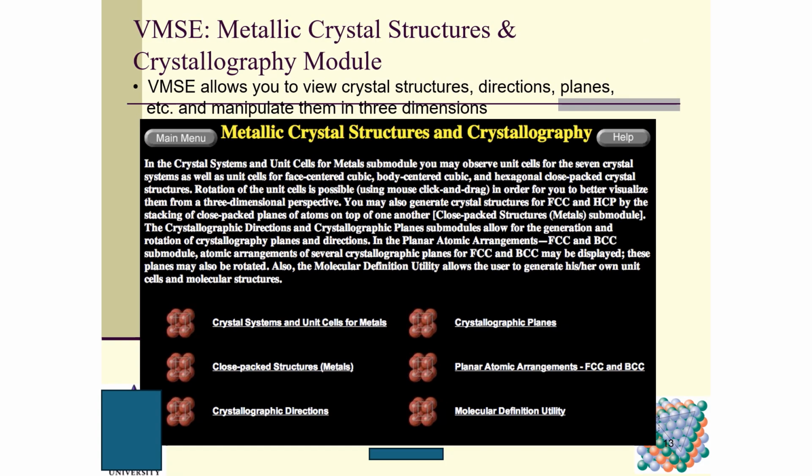So VMSE, metallic crystal structure and this crystallographic module. VMSE allows you to view crystal structures, directions, planes, etc., and manipulate them in 3 directions. So you can just take a look, and I think it will be very, very intuitive, and also very thought provoking and a lot of fun when you learn this crystal structure using VMSE.